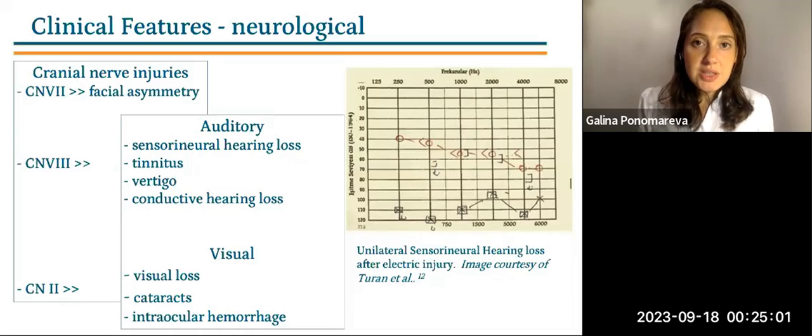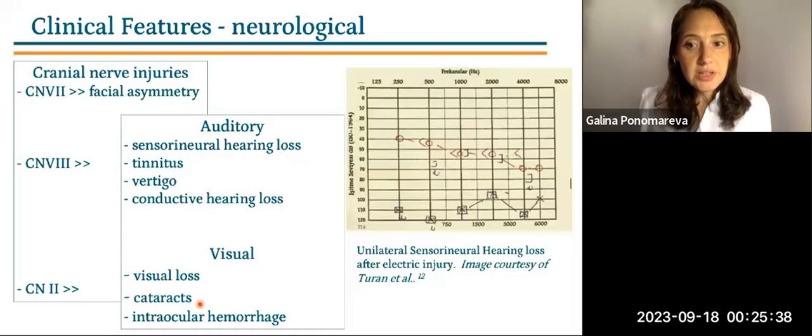innervates the auditory and vestibular system, and therefore the patient will present with sensorineural hearing loss, which is demonstrated here in this audiogram of a patient who developed this after electric injury, tinnitus, and vertigo. Interestingly, electric injury can also cause perforation of the eardrum, which would result in conductive hearing loss. Cranial nerve 2 damage causes visual loss, but the vision can also be affected from electric damage as a result of cataracts or intraocular hemorrhage.